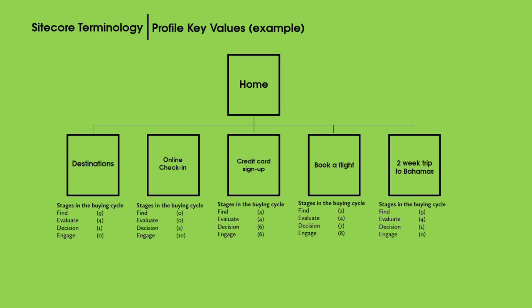Credit card sign-up, a bit of a mixture on all of them, but pretty average. Book a flight, you've already found, so it's quite low still, but you're still not quite bought yet. You're still potentially on the evaluate, but you're very high on the decide and engage. So that is how we would profile the content, and that's based on one profile.